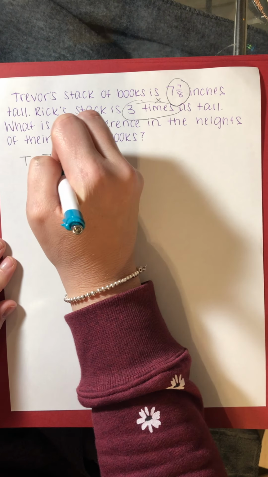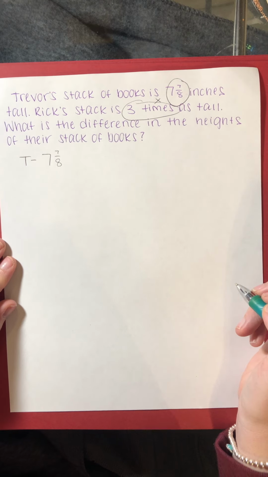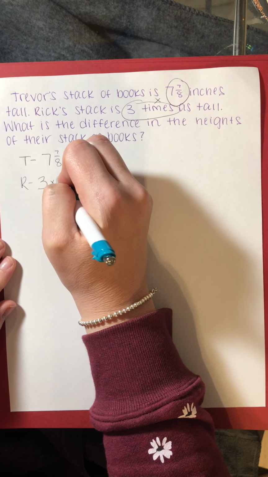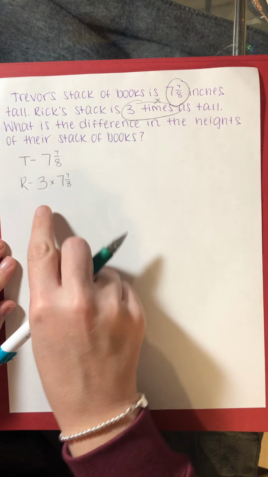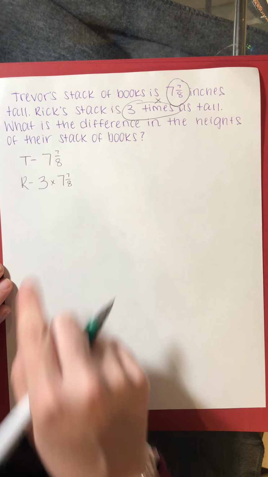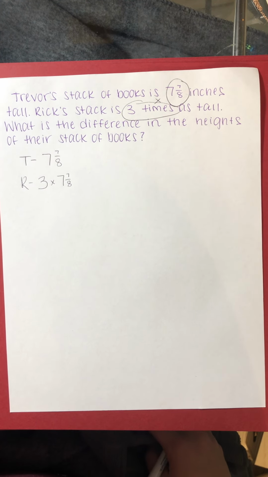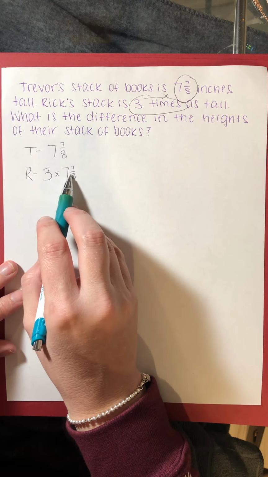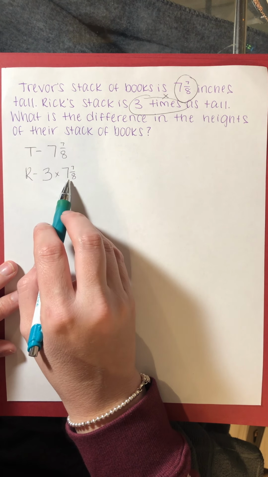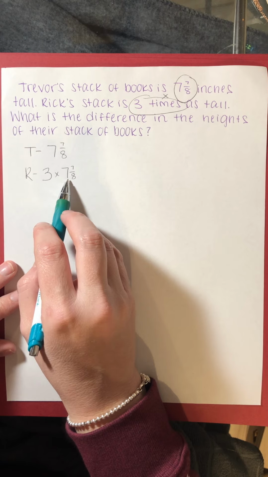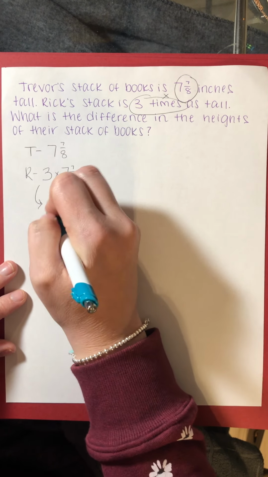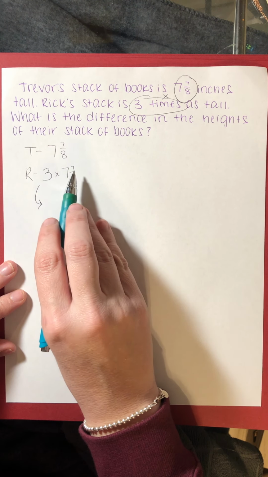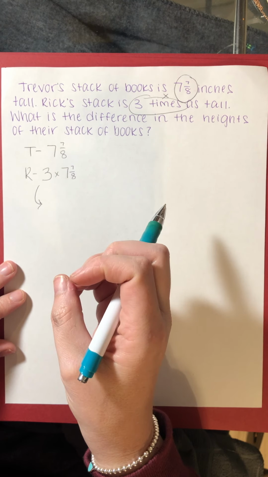Trevor has 7 7/8. That's how tall his stack of books is. Rick's, all we really know right now is that his is 3 times as much as Trevor's, which ultimately means 3 times 7 7/8. Now, what we can go ahead and do is find out how tall Rick's stack of books is, using what we did yesterday and multiplying with the distributive property. So that means that this 3 is going to be multiplied by the 7, and then it's going to be multiplied by the 7/8, then combined together.